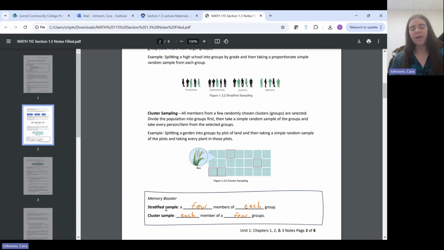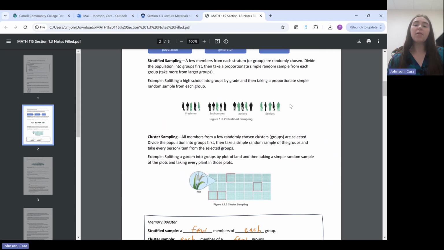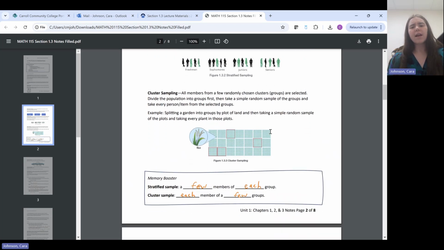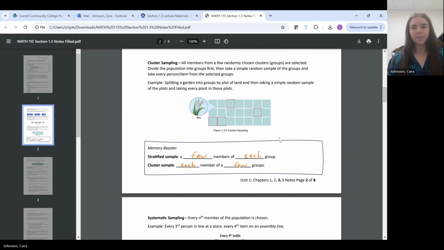That's what's outlined here, a few members of each group. And then in cluster sampling, you take each member from a few groups. So in other words, stratified is a little bit better. Stratified is probably the next best after simple random because you're getting some from every group. Cluster though can have some bias to it simply because you're leaving out groups of the population since you're only selecting particular groups and using everybody in those groups. So there can absolutely be some bias in cluster sampling.